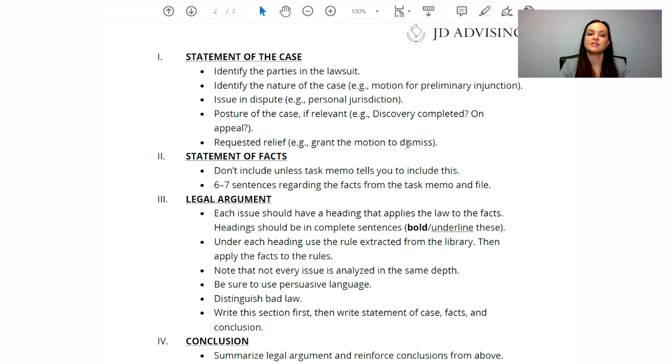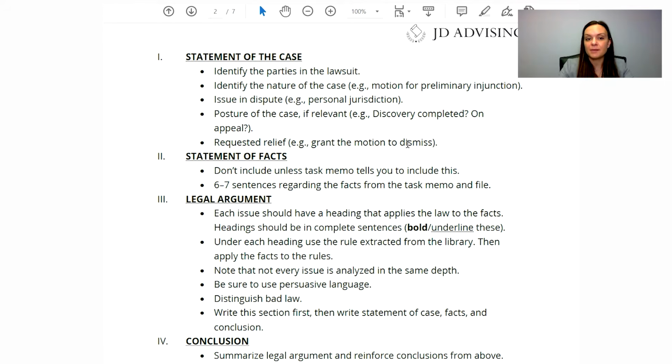But in the event they do not tell you to only draft the legal argument, that means they are expecting you're going to have these other components of your brief present. So that first component is your statement of the case. Here you're identifying the parties in your lawsuit, the nature of the case. So for instance, is this a motion for preliminary injunction? Is this a motion to compel discovery? You're going to want to outline that.